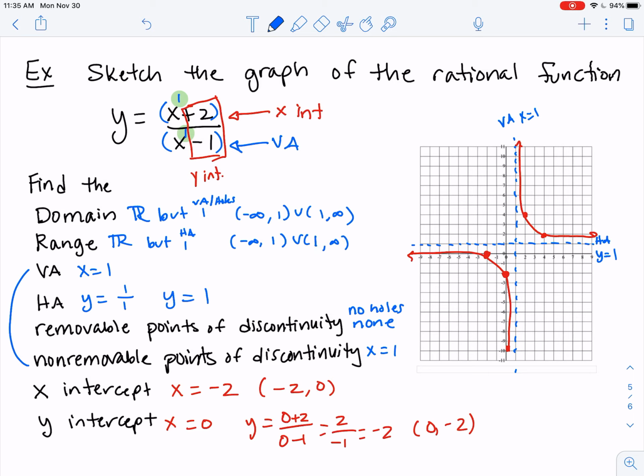So lots of information, but you've got to be able to first find those points of discontinuity, find vertical asymptotes, horizontal asymptotes. You guys have worked a long time with finding x-intercepts and y-intercepts, but I did want to show you how you can find that x-intercept and y-intercept just from the equation of your rational function. Using all that information, you can find your domain and range of your function as well as graph it.